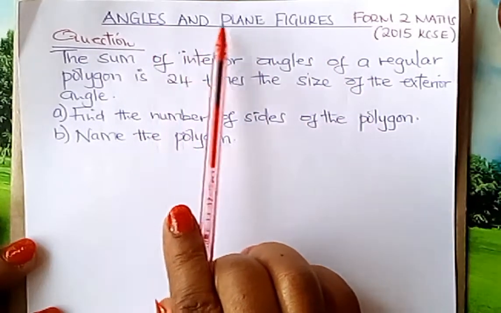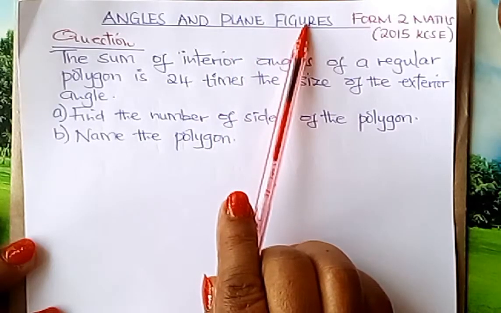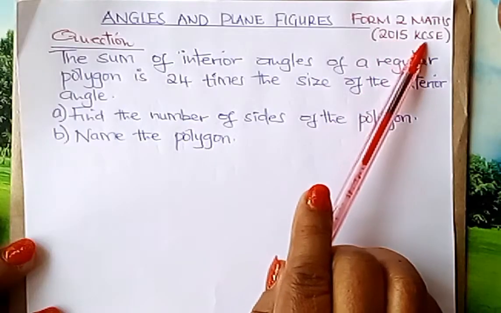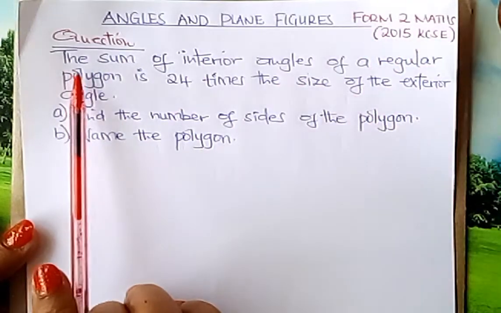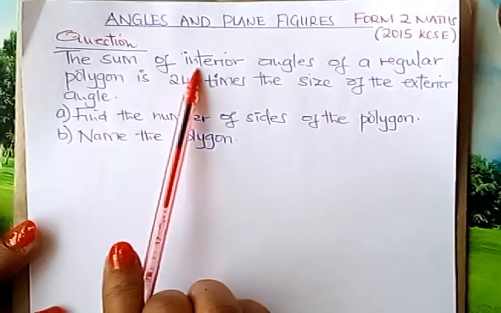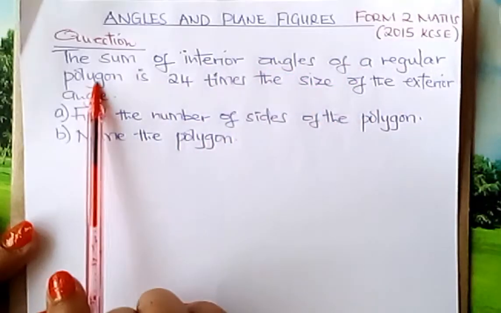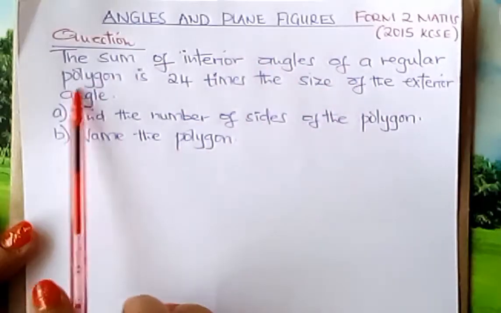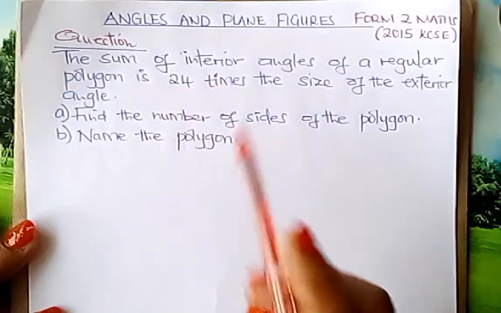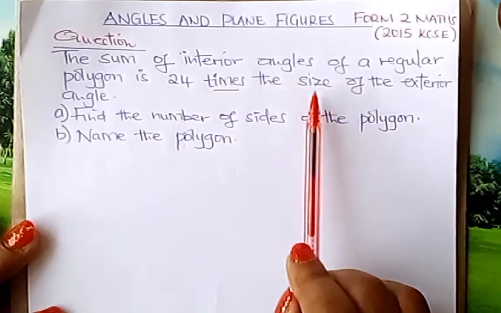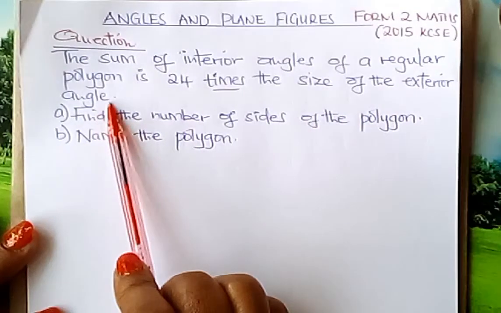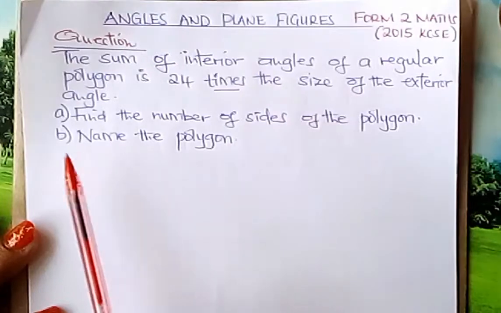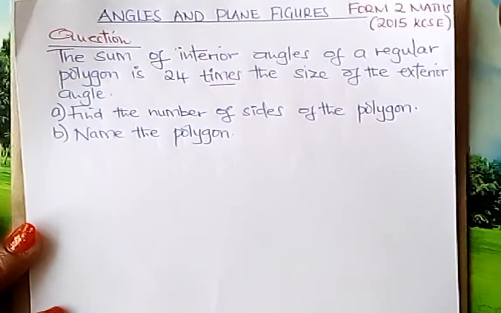We are looking at angles and plane figures. This was a question which was tested in year 2015 in KCSE. The question was: the sum of interior angles of a regular polygon is 24 times the size of the exterior angle. (a) Find the number of sides of the polygon, and (b) name the polygon.